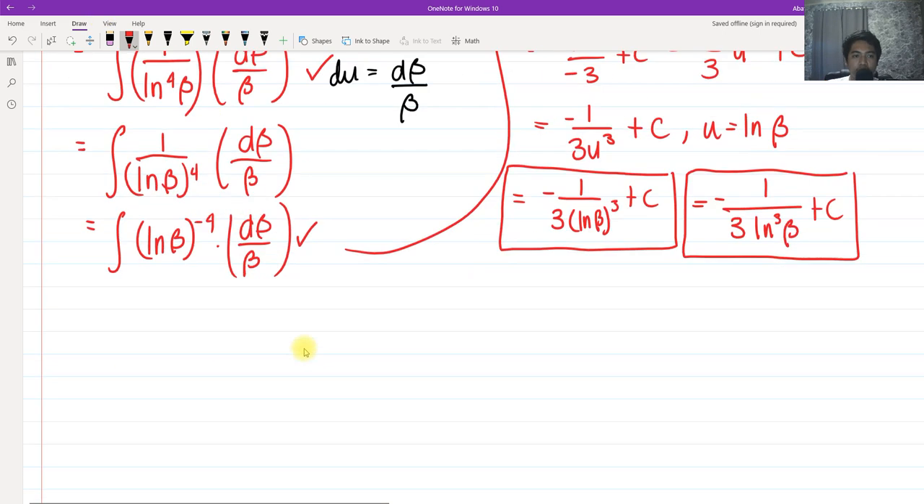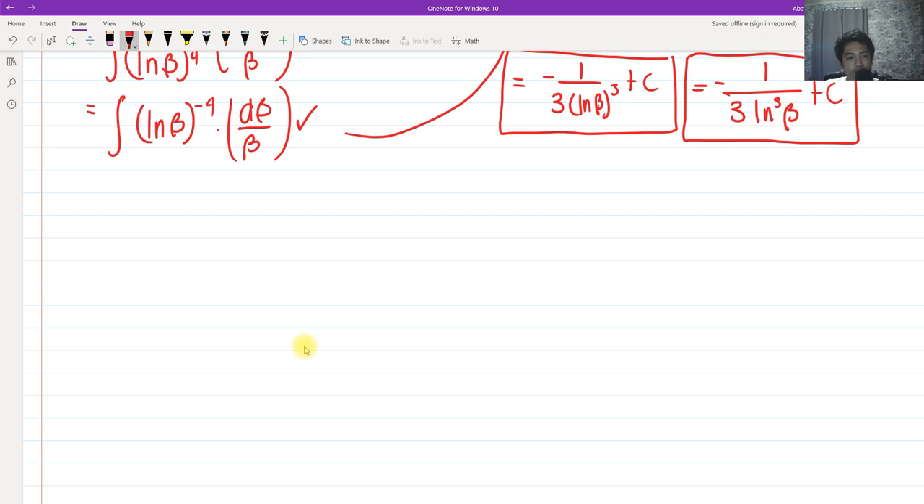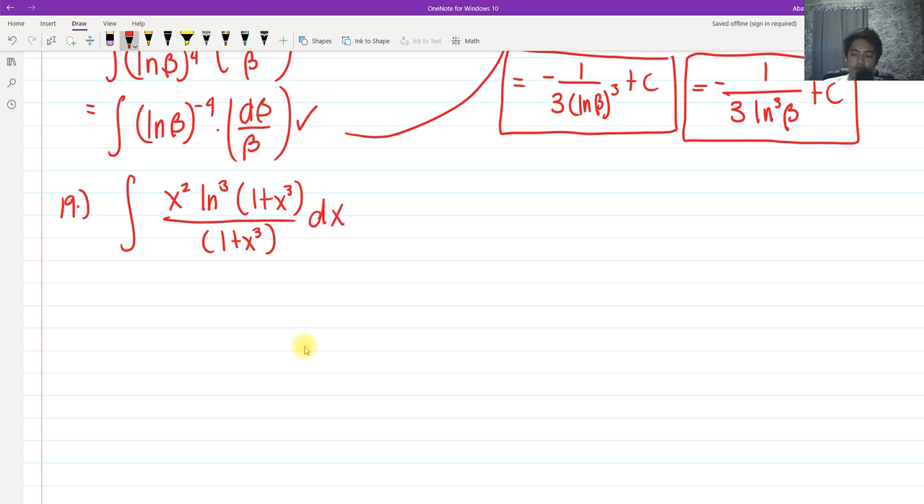Okay, so let's go now with number 19. We have number 19 as our integral. For number 19, we have the integral of x squared times the ln cubed of 1 plus x cubed, all over 1 plus x cubed, dx. This may seem a little hard to recognize as a simple u substitution.